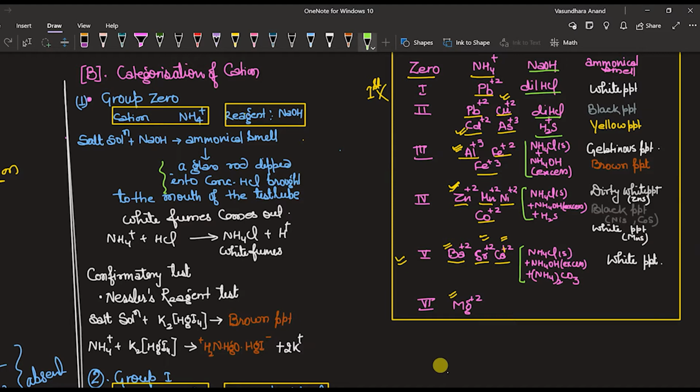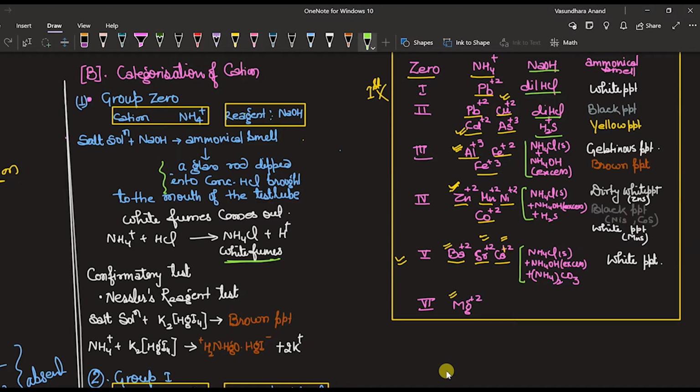Got it? Just bring a glass rod dipped into conc HCl to the mouth of the test tube, and you will get white fumes. How do these white fumes form? These white fumes are due to the ammonium ion present in the salt, and we have added this HCl over there, so they react with each other and form NH4Cl. That is the reason for white fumes formation. Got it?